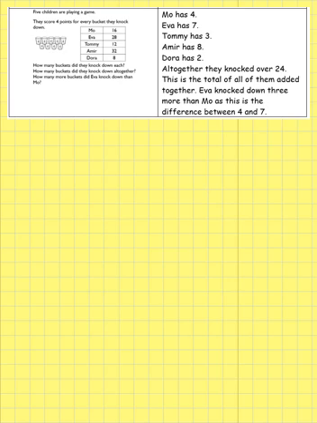We've got the totals of those 5 children, where Mo scored 16, Eva scored 28, Tommy scored 12, Amir scored 32, and Dora scored 8. And the questions are: how many buckets did they knock down each? How many buckets did they knock down altogether? And how many more buckets did Eva knock down than Mo?